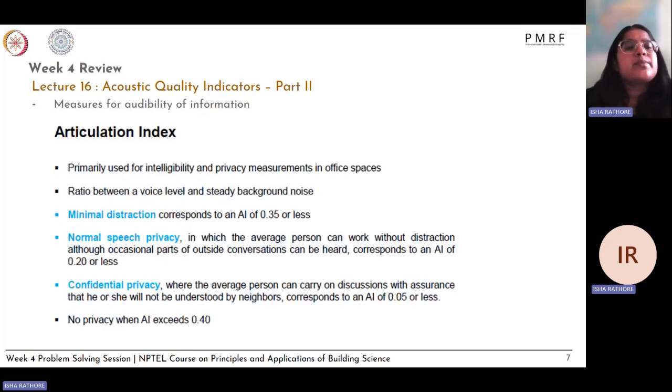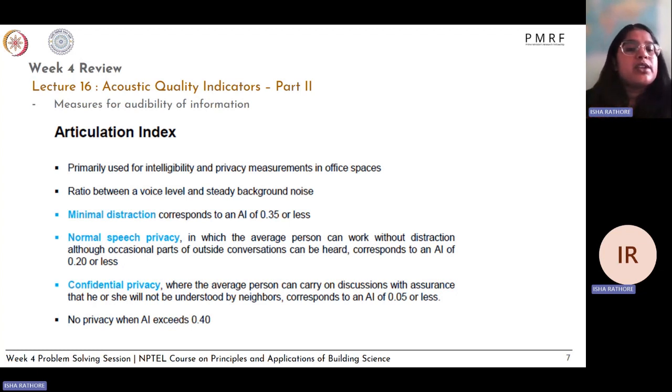So articulation index is primarily used for understanding the intelligibility and privacy measurement in office spaces. This is an index which is basically defined as a ratio between the voice level and the steady background noise. So for minimal distraction, the articulation index or AI value is 0.35 or less. So anything from 0 to 0.35 is minimum distraction. That is, your voice level is much clearer and you don't have much background noise.